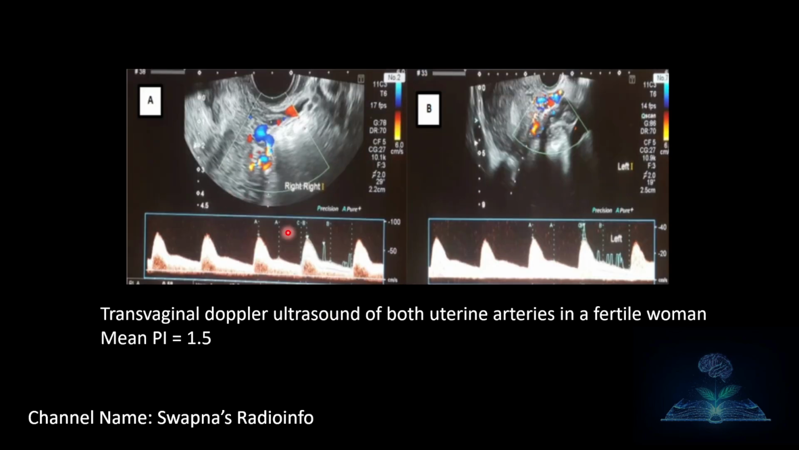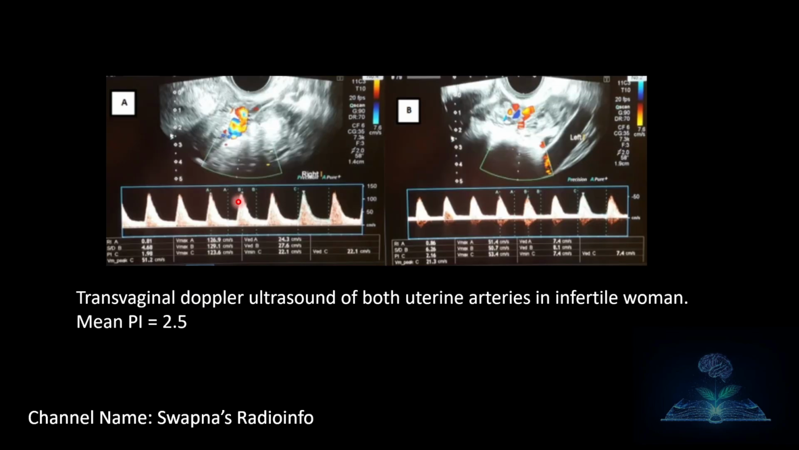So these are the transvaginal color Doppler ultrasounds of both uterine arteries in a fertile woman. You can see the mean PI is 1.5. This is very favorable for IVF. This is a transvaginal color Doppler ultrasound of uterine arteries in an infertile woman. You can see very high resistance flow. Here the mean PI is 2.5, which is unfavorable.